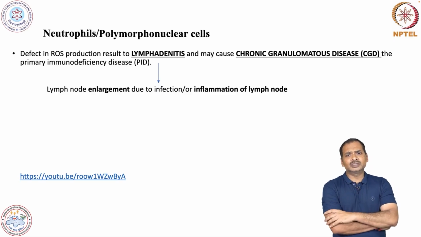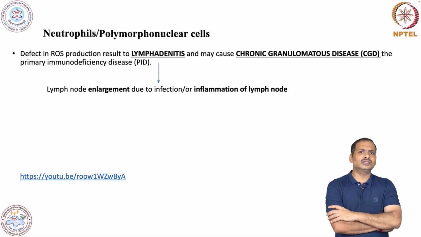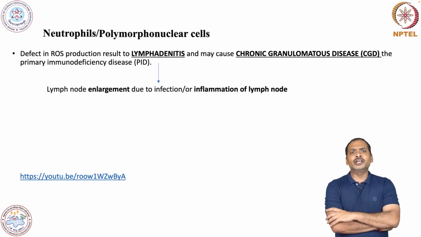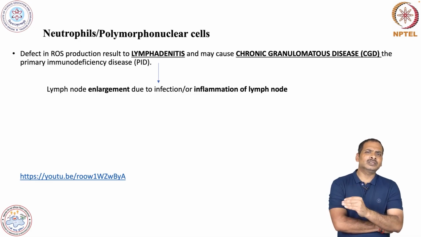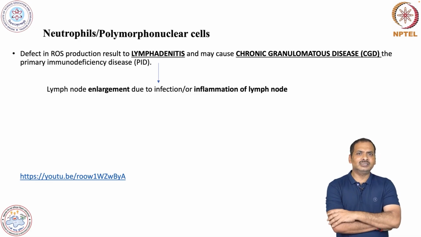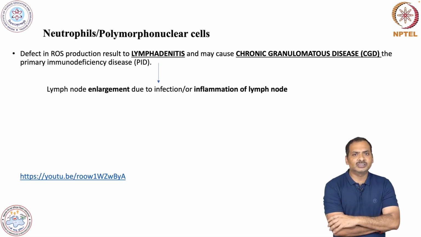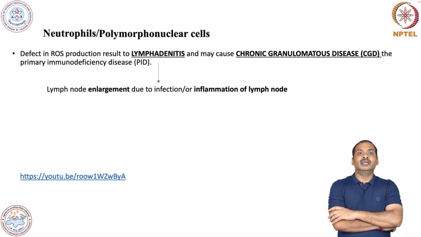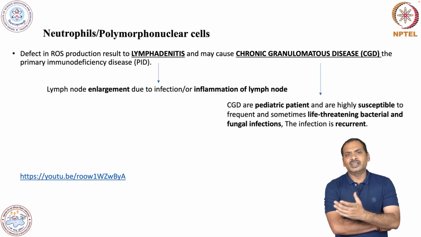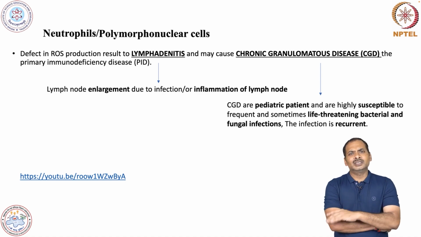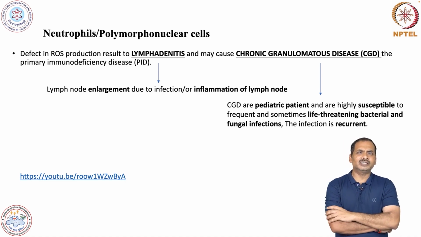Another disease which is caused due to the lack of this NADPH oxidase is chronic granulomatous disease, and this is a very dangerous disease. Basically all these diseases we call primary immunodeficiency diseases, and these are quite life threatening, and they occur in pediatric patients. All these diseases are common in pediatric patients.